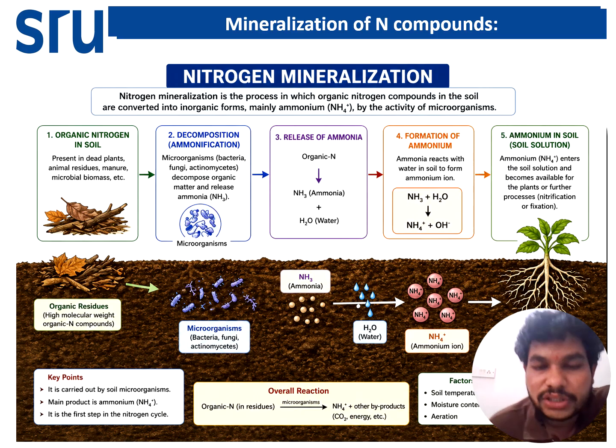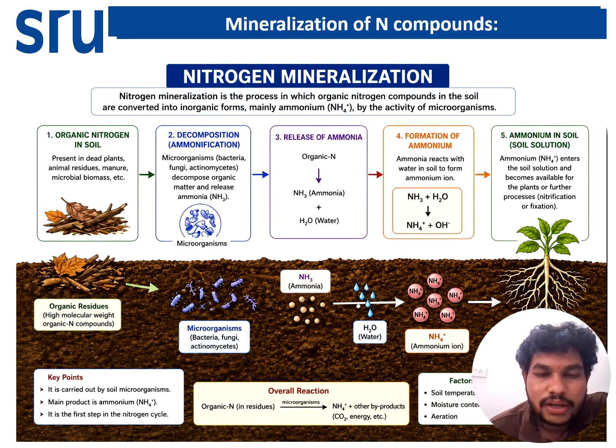Now, what are the factors responsible for this process? To bring about fast mineralization, how do we increase the process? The first one is aeration. If aeration is good, the microbial activities will be more. Second is the microbial activity: the higher the microbial activity, the higher the mineralization rate. Third one, the temperature. If the temperature increases by 10 degrees centigrade, the mineralization rate will increase 2 to 3 times.